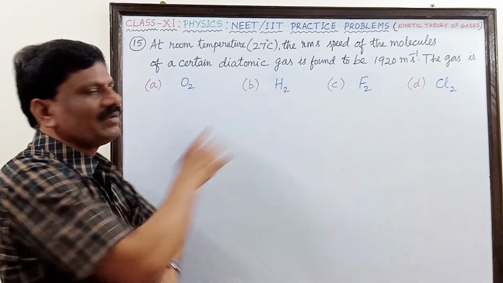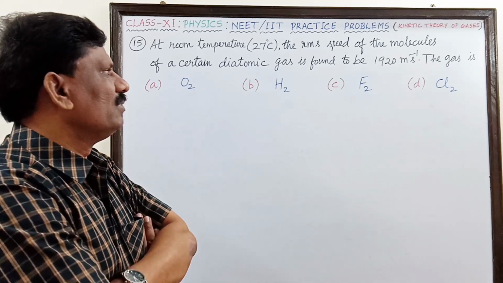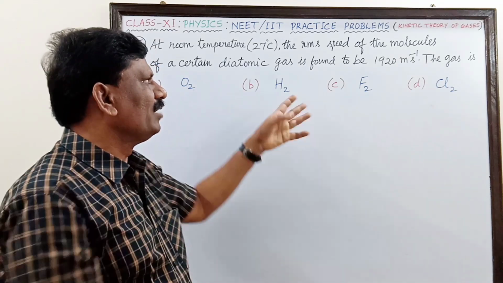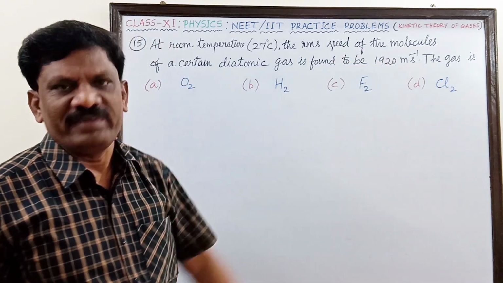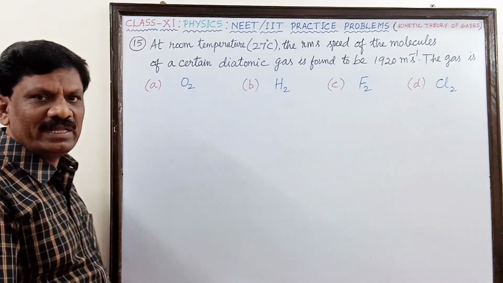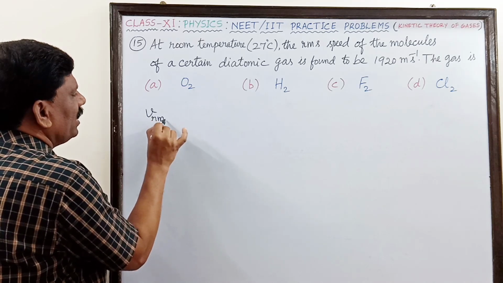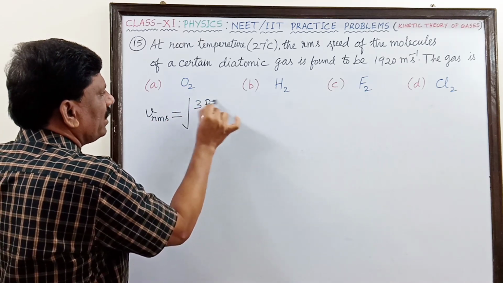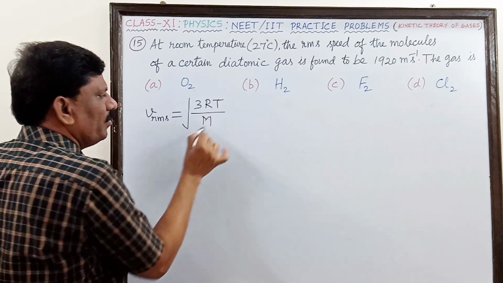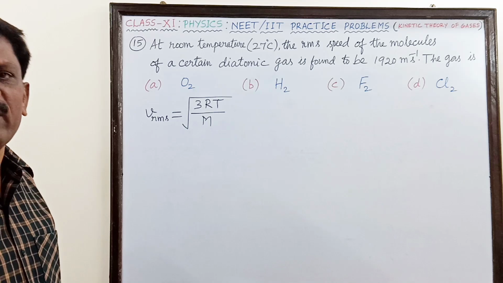Now see all the four options, all the gases are diatomic gases only. Understand? So for which diatomic gas this speed is given, we have to find out. It's a very simple question only. Now the RMS speed Vrms is equal to square root of 3 RT by molar mass M. This is the standard equation you have to remember.